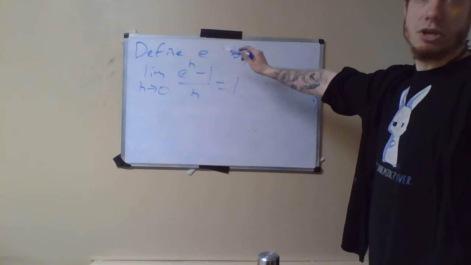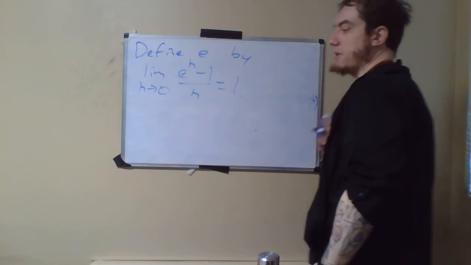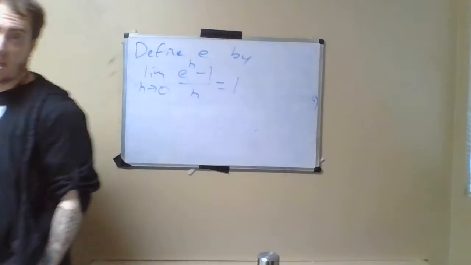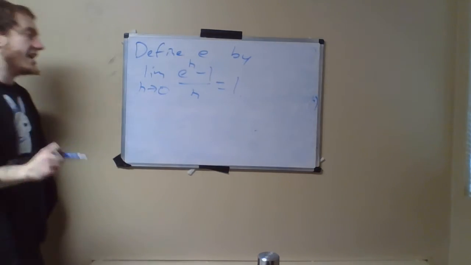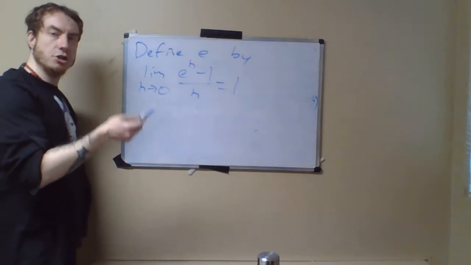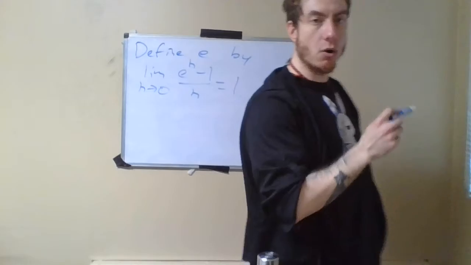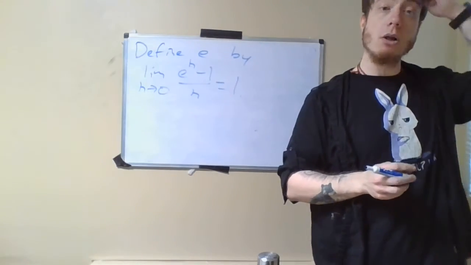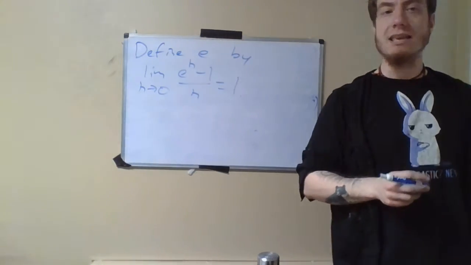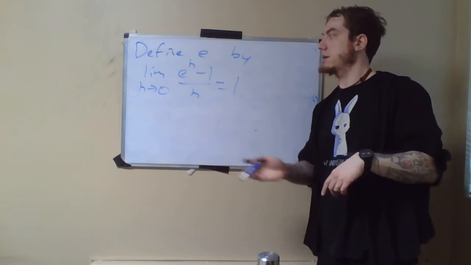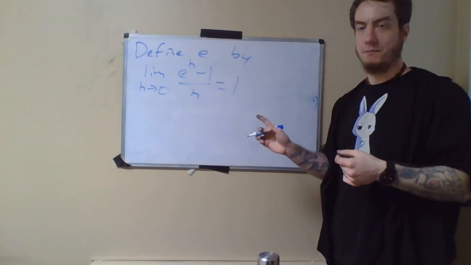This is literally where the definition of e comes from. Now, you may have seen some other definitions of e before. They end up being equivalent to this definition, but this is the easiest one to start with, and then we show that all of the other definitions of e are consequences of this one.